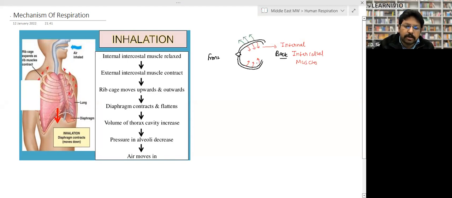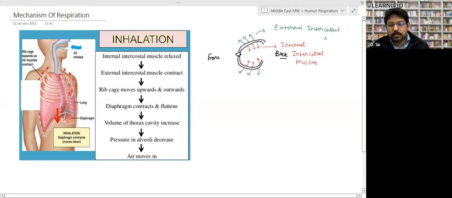The other one, there are some muscles which remain connected outside, so they are found outside of the ribs. Whenever these external muscles contract, what will happen? Ribs will expand, right? These are called external intercostal muscles.